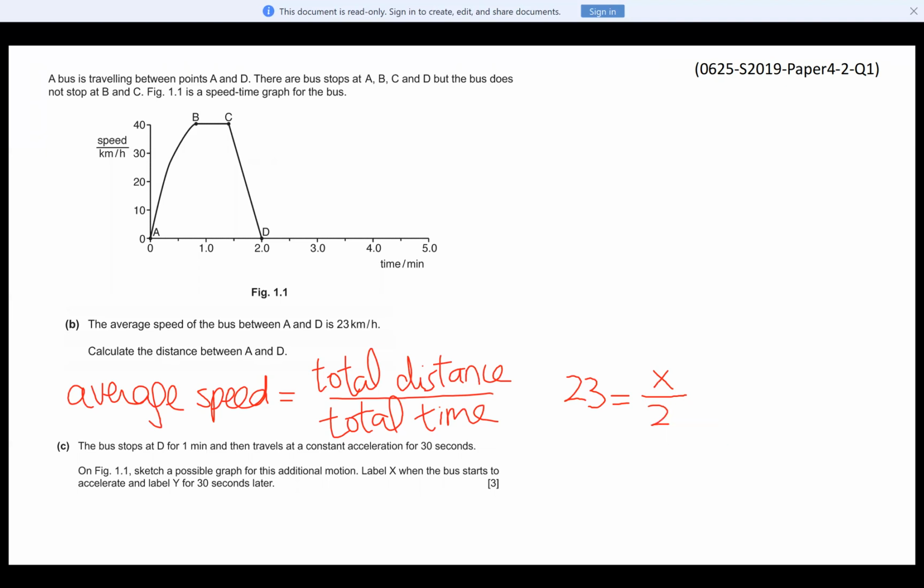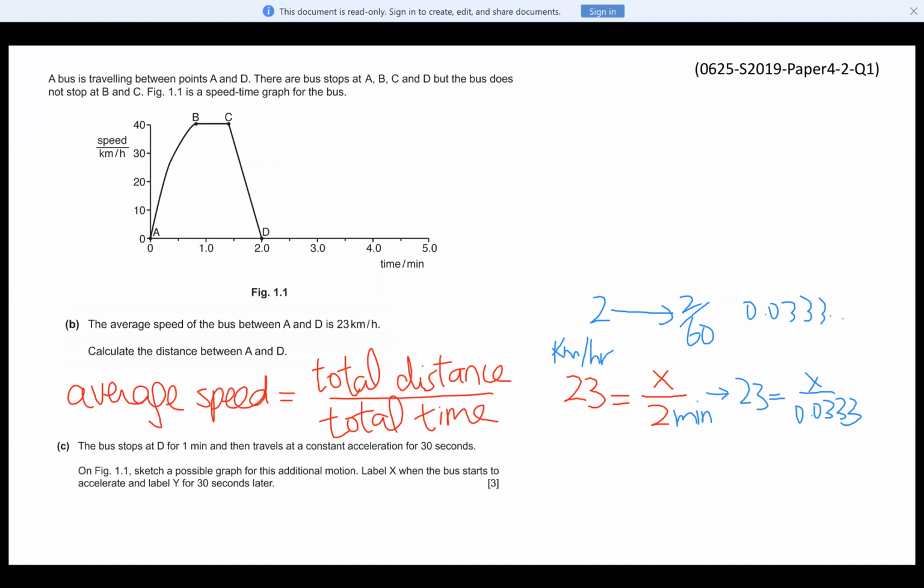So the problem here is that the speed is given in kilometers per hour and the time is given in minutes. So of course we need to convert the time from minutes to hours. So 2 becomes 2 divided by 60 in order to get the time in hours, and this would be something like 0.0333 or whatever. So therefore, 23 equals x over 0.0333, and we can get the total distance accordingly.